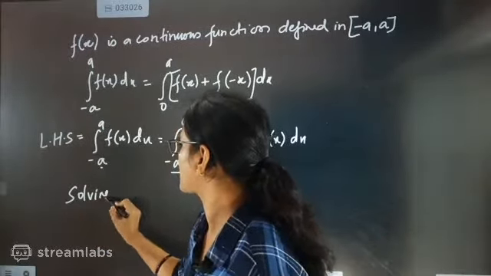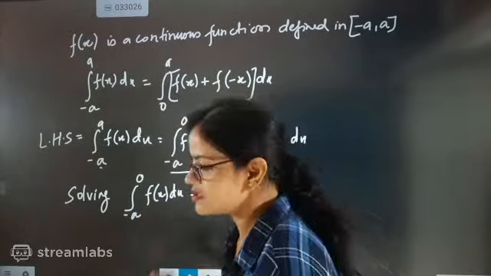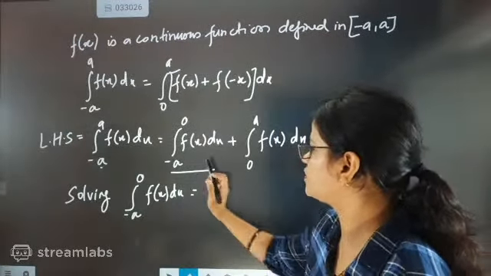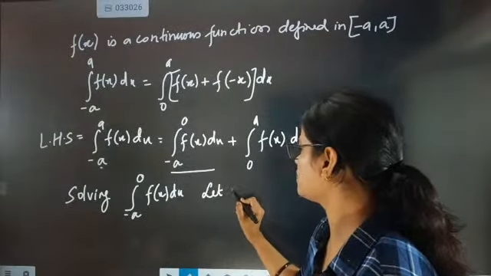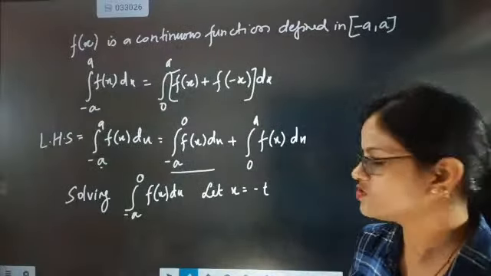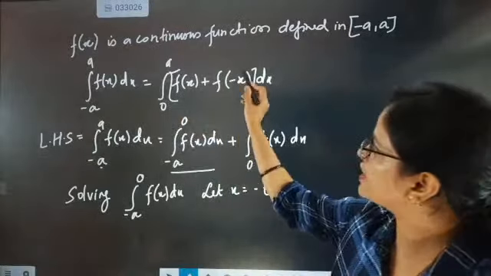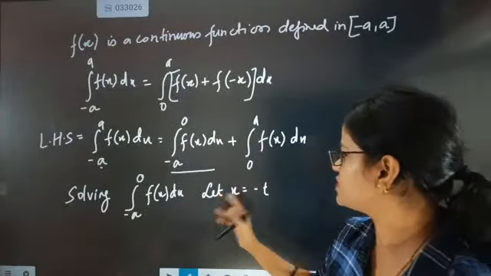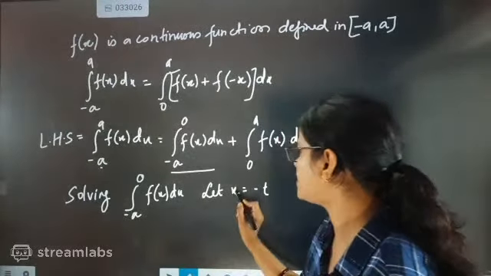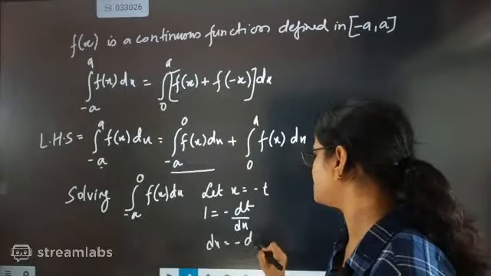So we are going to take this one separately and solve. Solving the integral from minus a to 0 of f of x dx. How are we going to solve this one? We are going to take x equal to minus t, because the minus part is there. Function means minus, we have to substitute. Since we are not touching the other section, we already got it. So x equal to minus t. After that we differentiate it. Once you differentiate, dx by dt will become minus 1, so dx will be equal to minus dt.